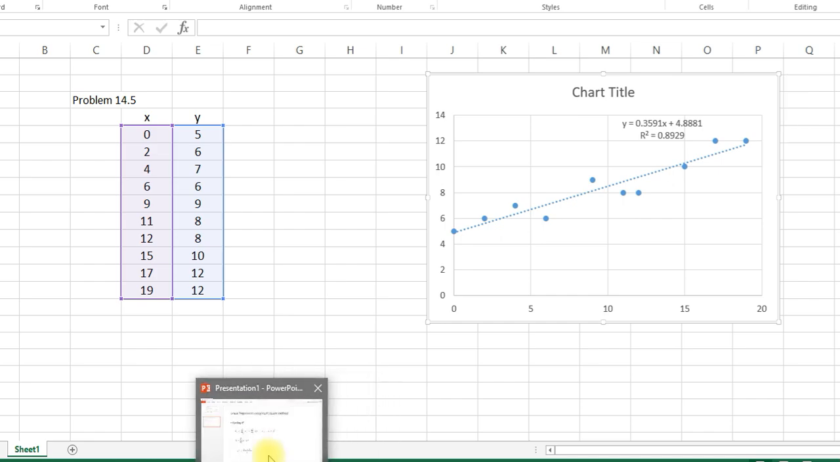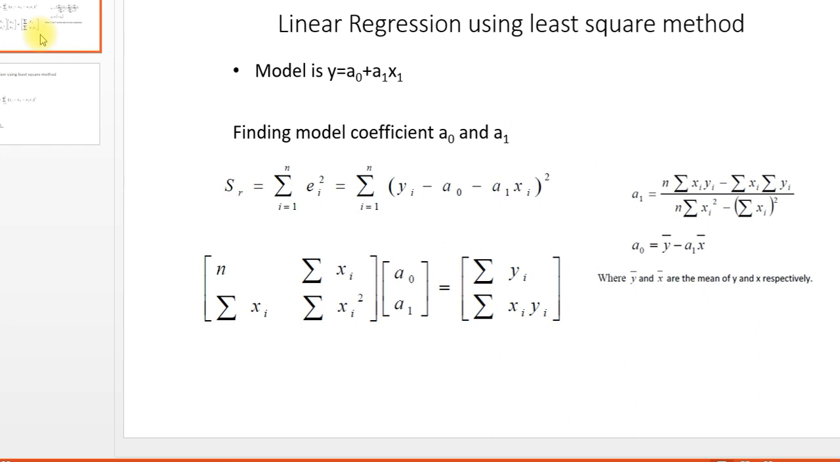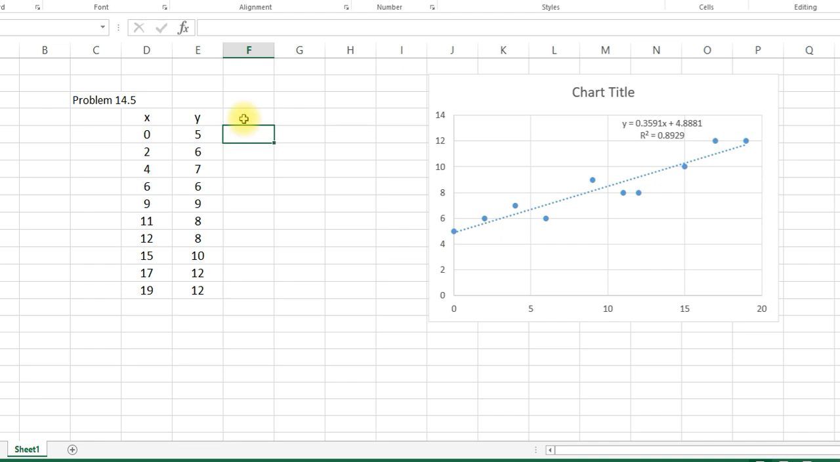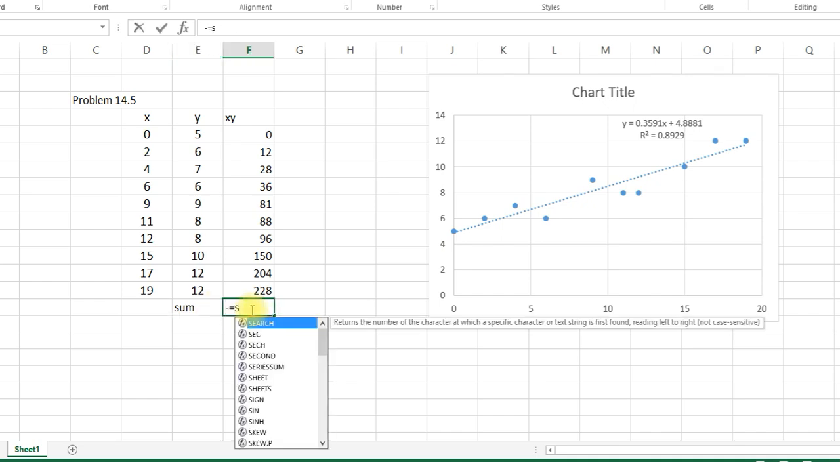so the equations are this: a1 and a0, we have exact equations also. So this you can do by calculating x in Excel. So what we need is xy. So xy is like this. So x times y, okay, and then we need the sum.